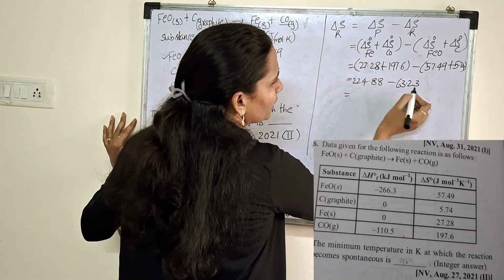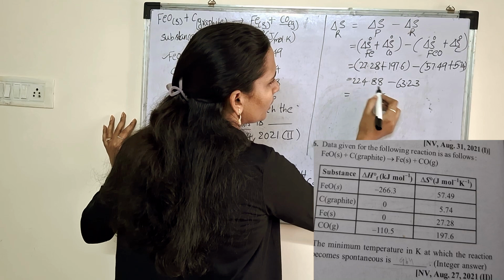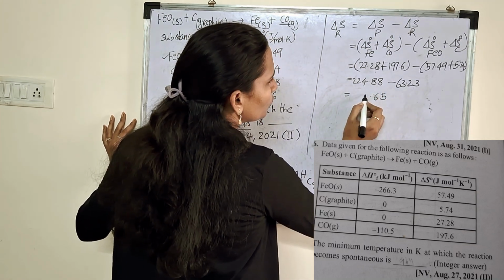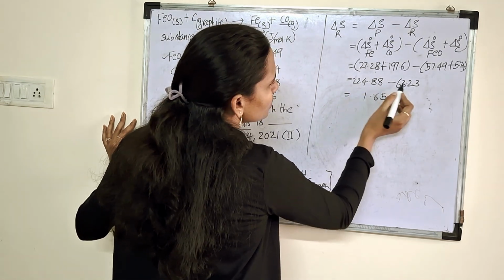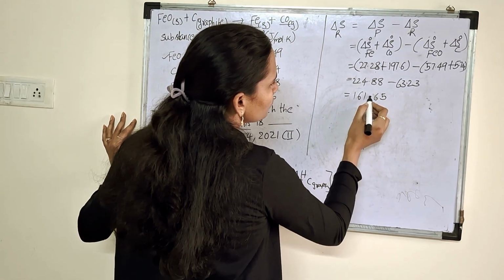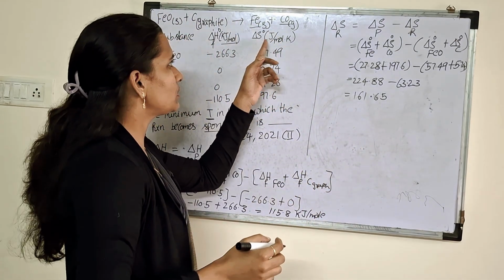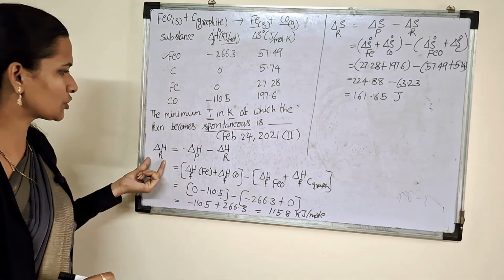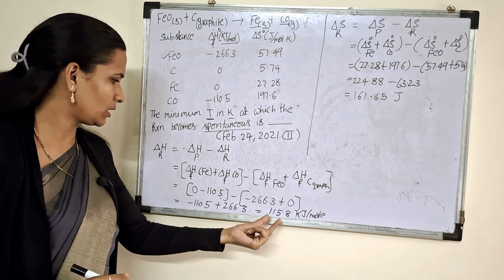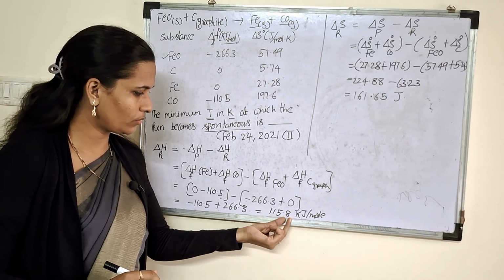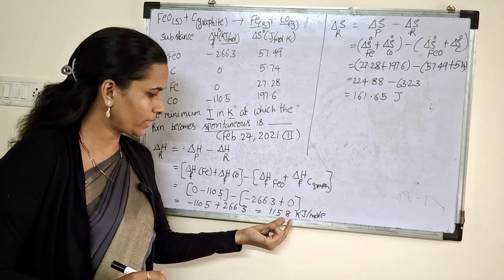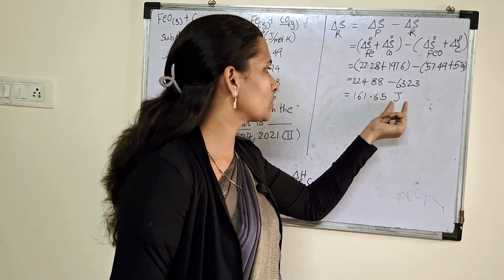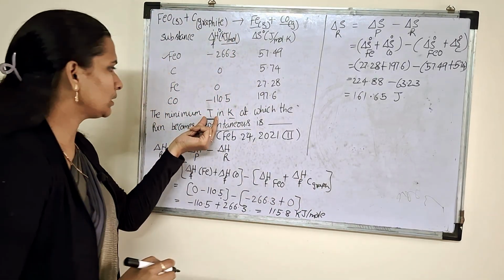Now 224.88 minus 63.23 gives 161.65, and this delta S is in joules. So for the reaction, the enthalpy we got is 115.8 kilojoule per mole, and delta S for the reaction is 161.65 joules. Now what they are asking is the temperature.